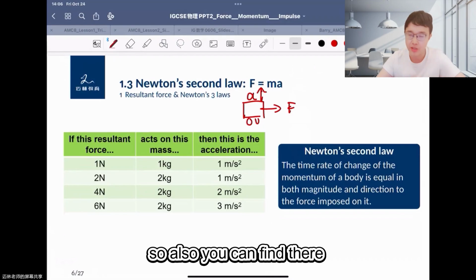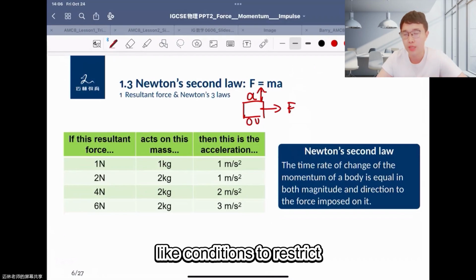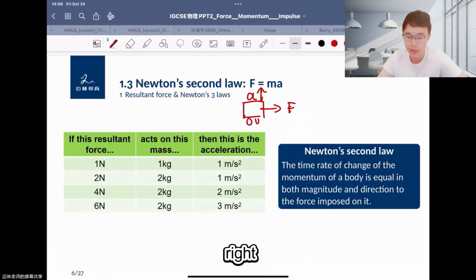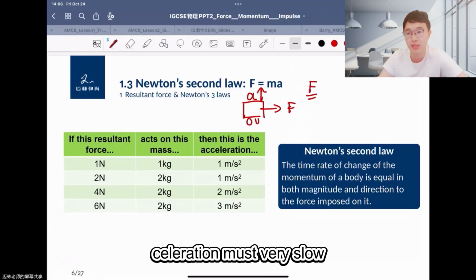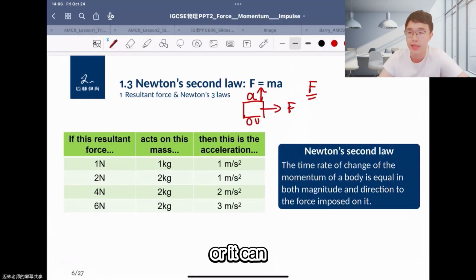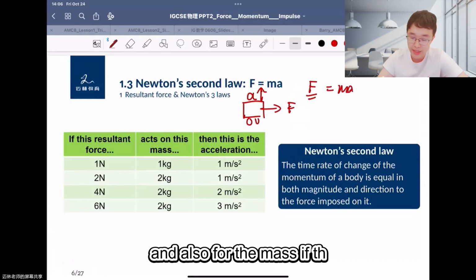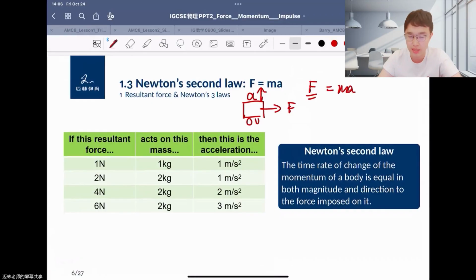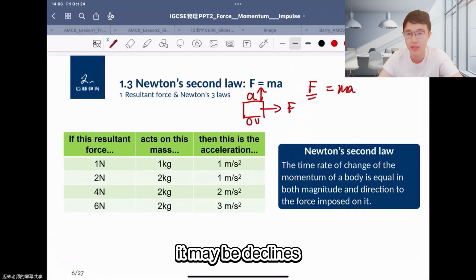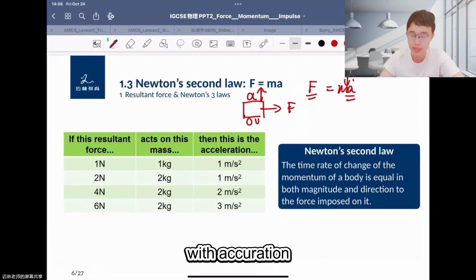So also you can find there are two conditions that restrict the acceleration, right? One is the force. If the force is less, the acceleration must be very slow, or a very small value. Okay, and also the mass: if the object is very heavy, the acceleration also declines.